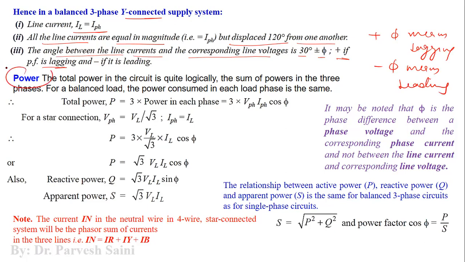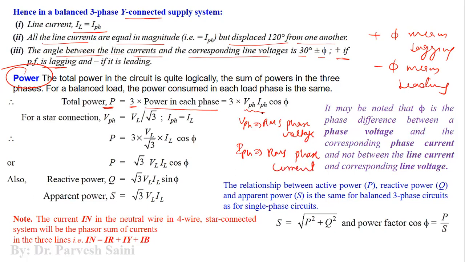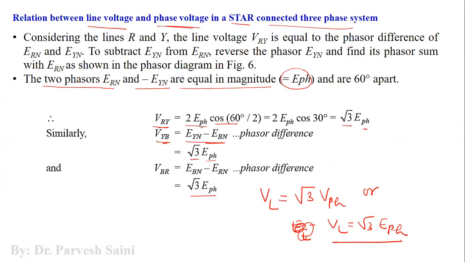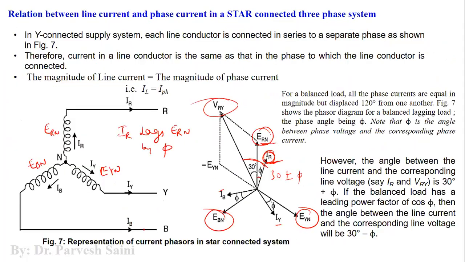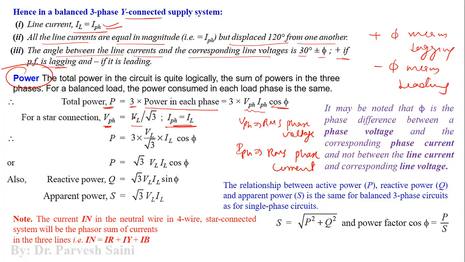Now this is the power associated with a three-phase star connected system. So total power is, because it is a balanced system, power in each phase into 3. So power in each phase is VPH into IPH, where VPH is the RMS phase voltage and IPH is the RMS phase current, right? So VPH IPH cos phi. So we know VPH is nothing but VL by root 3, because this is what we have seen here, right? So the same thing is used here. IPH is equal to IL, right? So by putting these values here, you'll get this equation.